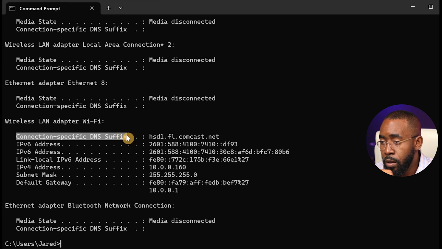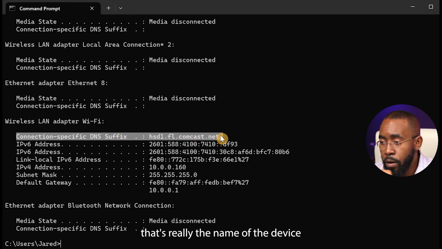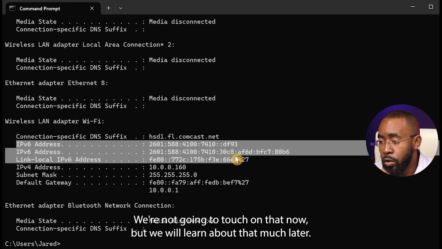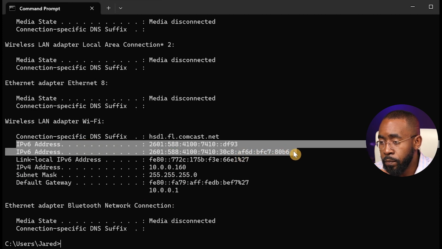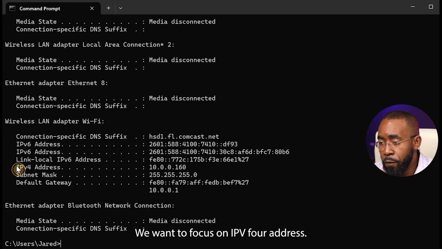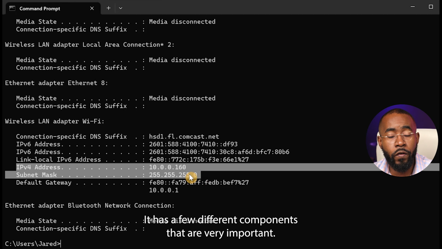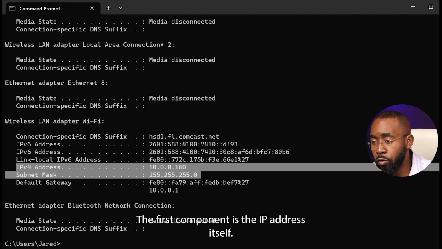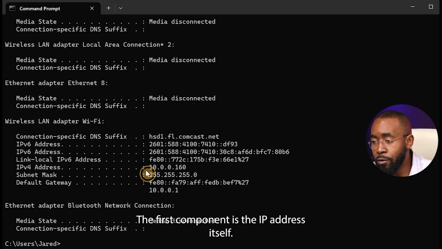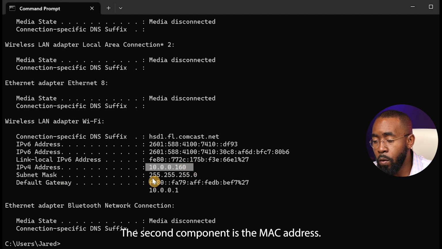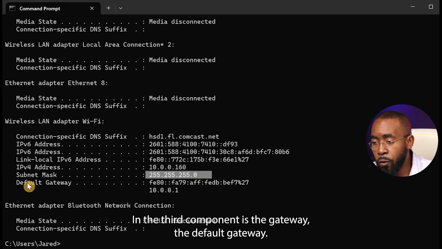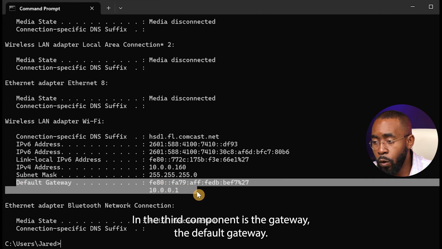The connection DNS suffix, that's really the name of the device where the IP configuration came from. There is IPv6, we're not going to touch on that now, but we will learn about that much later. We want to focus on the IPv4 address. Look at the IPv4 address. It has a few different components that are very important. The first component is the IP address itself. Number two, you have a subnet mask. And the third component is the default gateway.